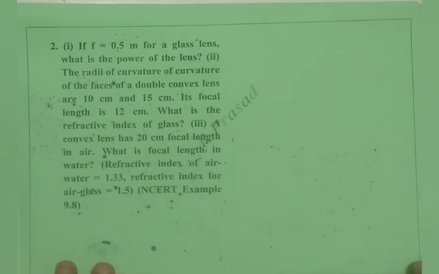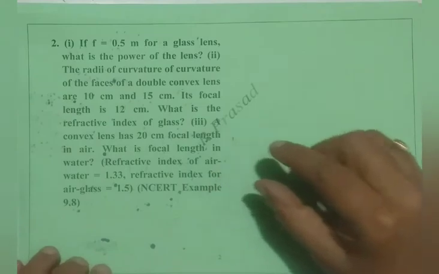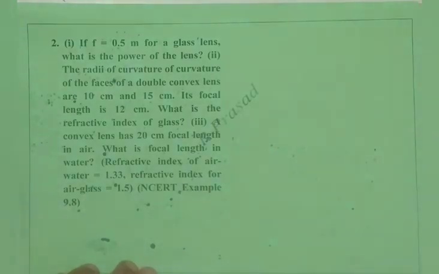We read it. First, if F is 0.5 meter for a glass lens, what is the power of the lens? Second, the radii of curvature of the faces of a double convex lens are 10 and 15 centimeter. Its focal length is 12 centimeter. What is the refractive index of glass? Third, a convex lens has 20 centimeter focal length in air. What is its focal length in water? There are three parts in this problem. We start one by one.